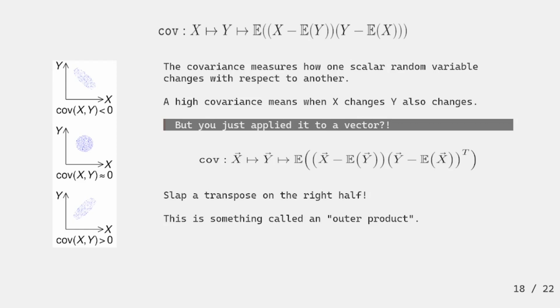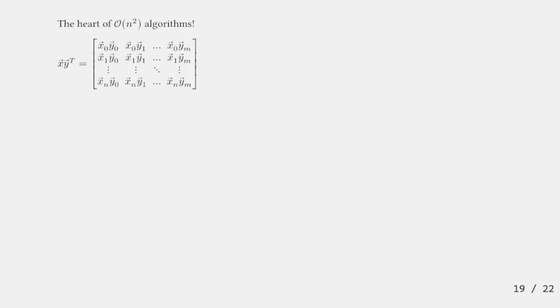To find the covariance of a vector, you just take the transpose of the right side and then perform this matrix multiplication. The left half is a column vector and the right half is a row vector, and you perform this matrix multiplication. Otherwise you don't really need to change anything. This structure of x times y transpose is called the outer product, and it generates a matrix where the square ij is xi times yj.